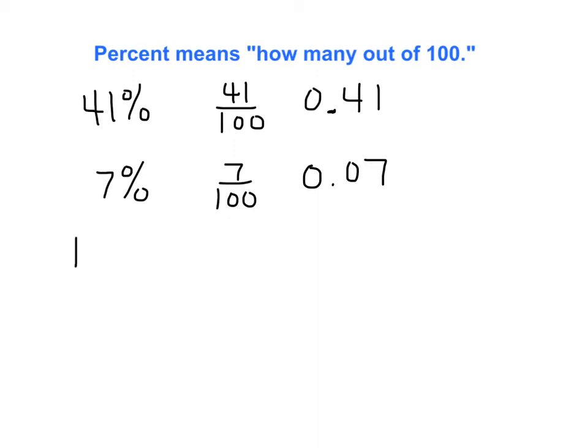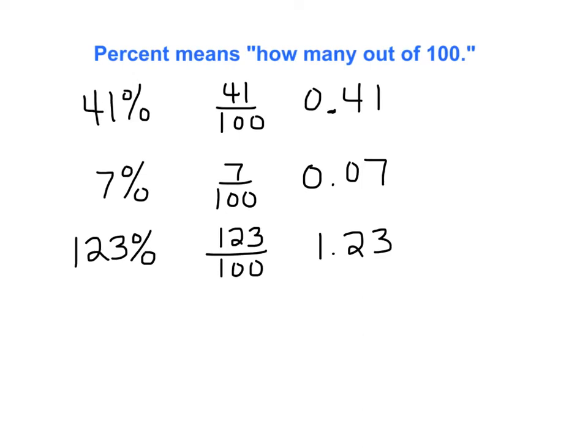Oftentimes you might see something that is more than 100%. For instance, if someone gets bonus points on a test, they might get 100% on the test plus some bonus points. But let's say we had 123%. 123% as a fraction would be 123 out of 100. And if I wanted to write that as a decimal, it would be 1.23, because if I were to take 123 divided by 100 on a calculator, it would give me 1.23.